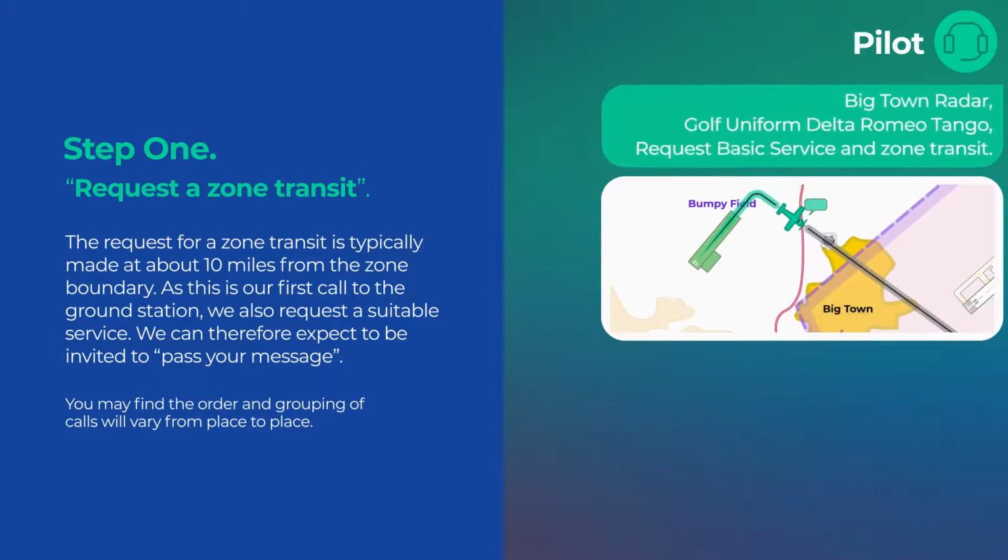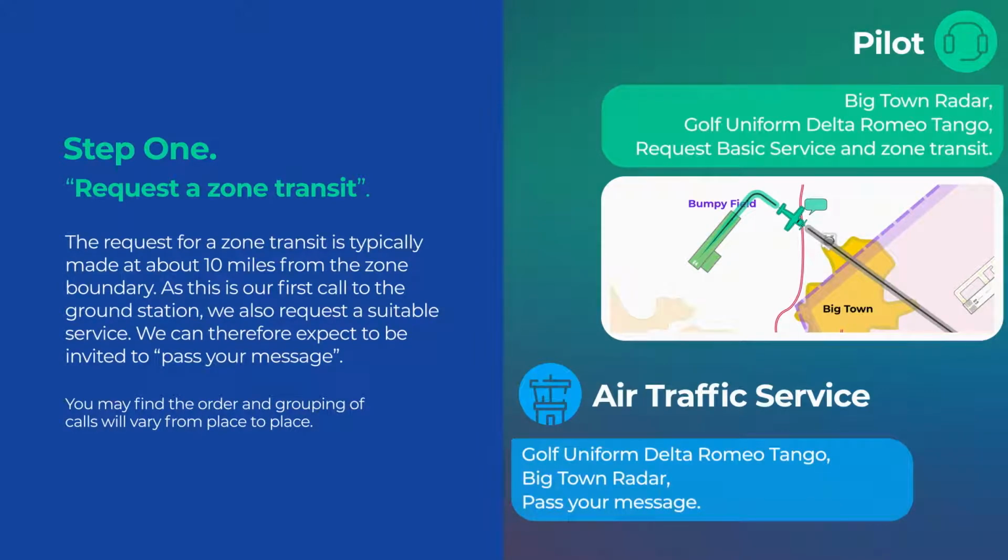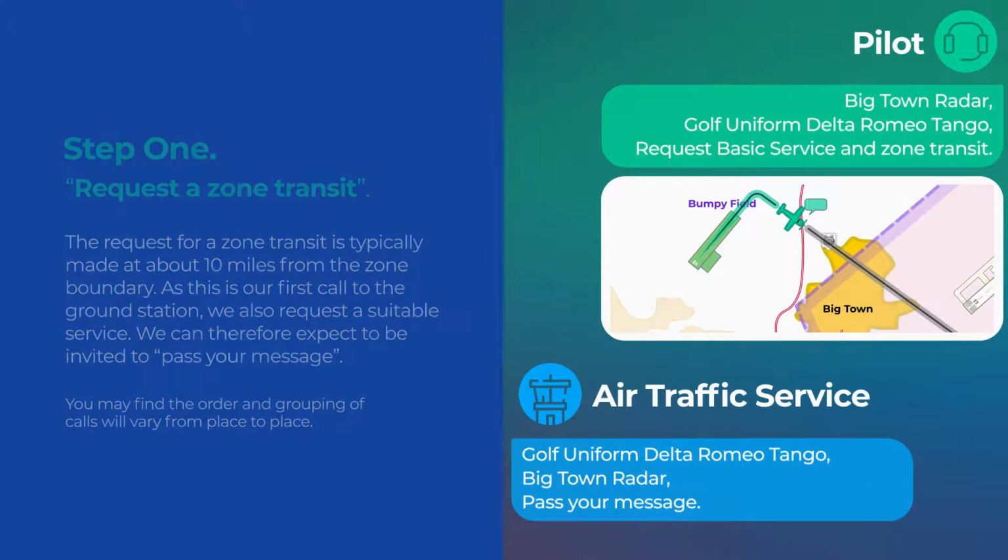Big Town Radar, Golf Uniform Delta Romeo Tango, request basic service and zone transit. Golf Uniform Delta Romeo Tango, Big Town Radar, pass your message.